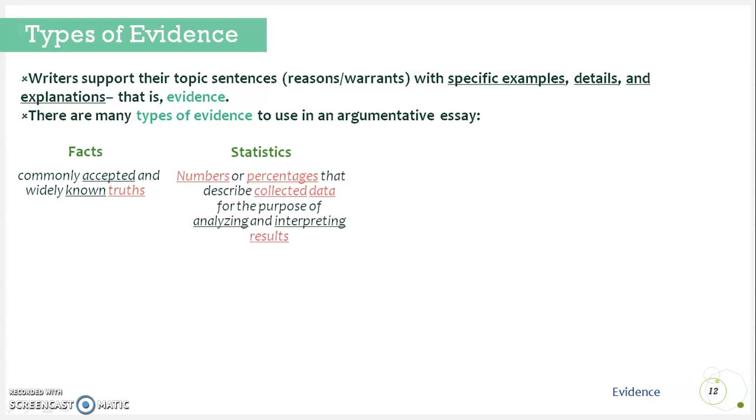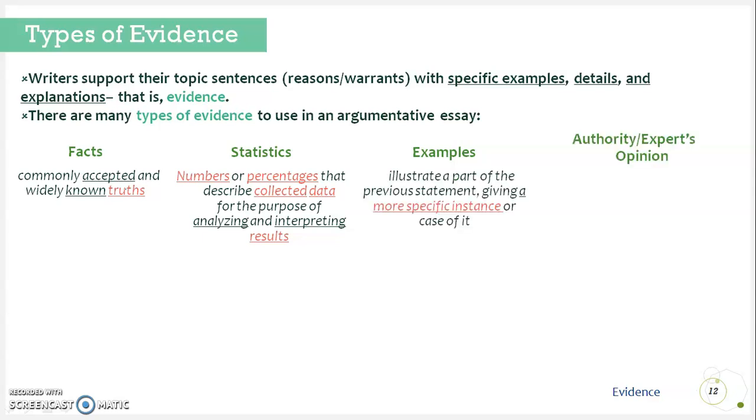Then we have statistics. These are pieces of information or data that are collected after studies or research, and they include numbers and percentages and results. Then we have examples. You already know what examples are. They are specific instances of a certain case. Then we have authority or expert's opinion.